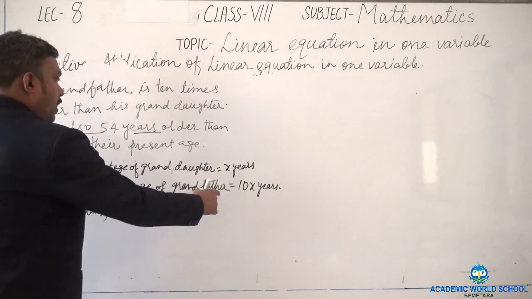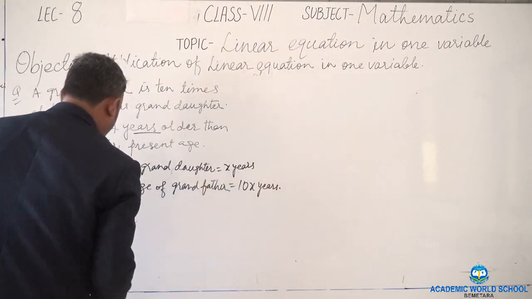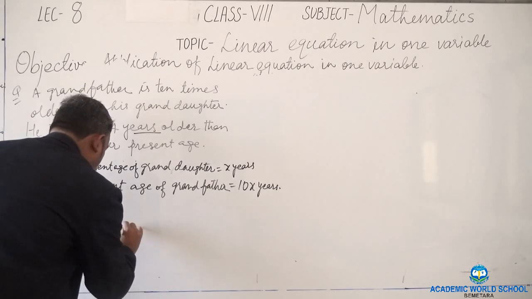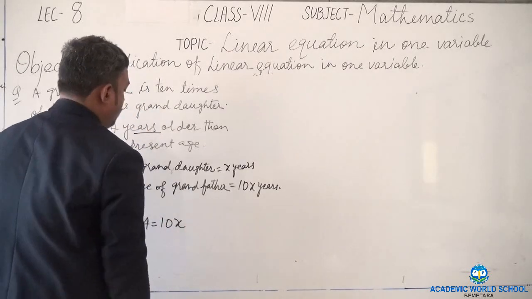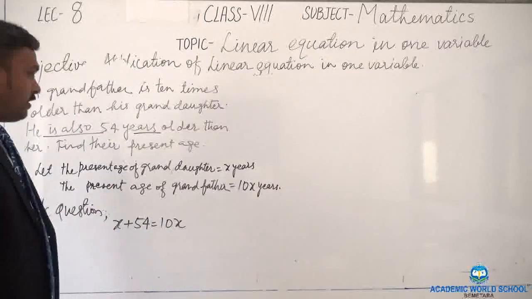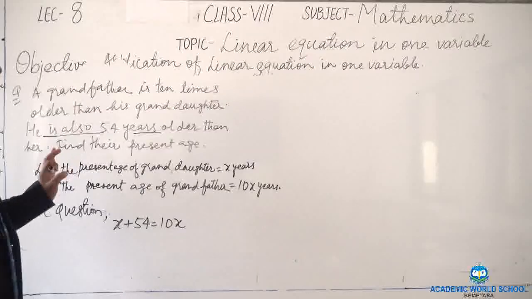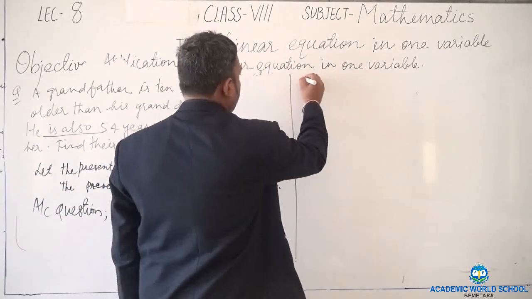Right? So any other thing we can do, according to the question. Okay. So I am going to add 54 to x. So x plus 54 equal to 10x. This is the equation. You solve the equation and get their present ages, right? So let's see the next example.